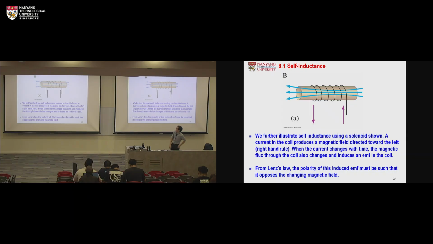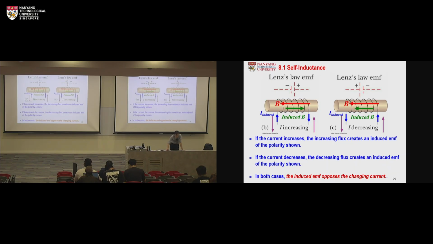And here, similar actually for this kind of solenoid structure, where you have a series of conducting wire forming this kind of solenoid structure, and when you change the current flow inside this wire, it will also have this self-inductance. So let's say this is the initial current.